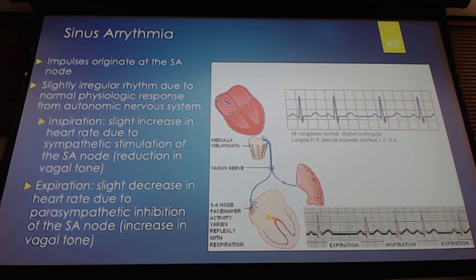Meaning, when we inspire, we take a breath in, okay? This activates our sympathetic system, or increases the vagal tone. Most people are not going to have any change in their heart rate. People that are really sensitive are going to have a change in their heart rate when they inhale versus when they exhale. So on our rhythm strip at the bottom, we're going to see a slight delay that is specifically associated with that person breathing in and breathing out.